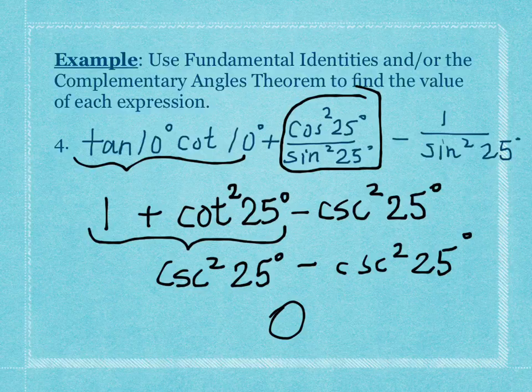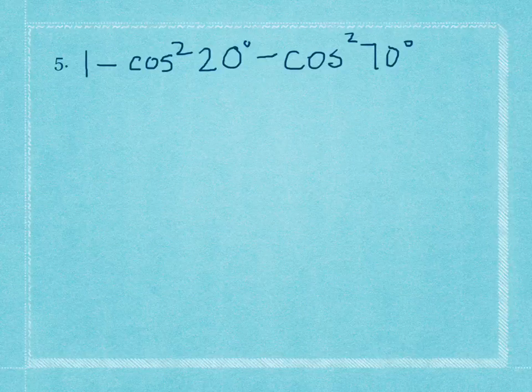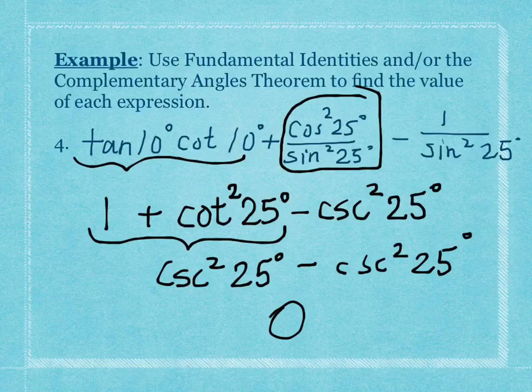Okay, we've got one more. This one says 1 minus cosine squared of 20 degrees minus cosine squared of 70 degrees. Now, there's something very different about this problem than the last problem. Do you notice what it is? The angles aren't the same, right? Take a look back at the last problem. I know I had the 10 degrees up there at the front that were different than the 25s, but those 10 degrees went away really quick with a reciprocal identity. After that, all my angles matched.